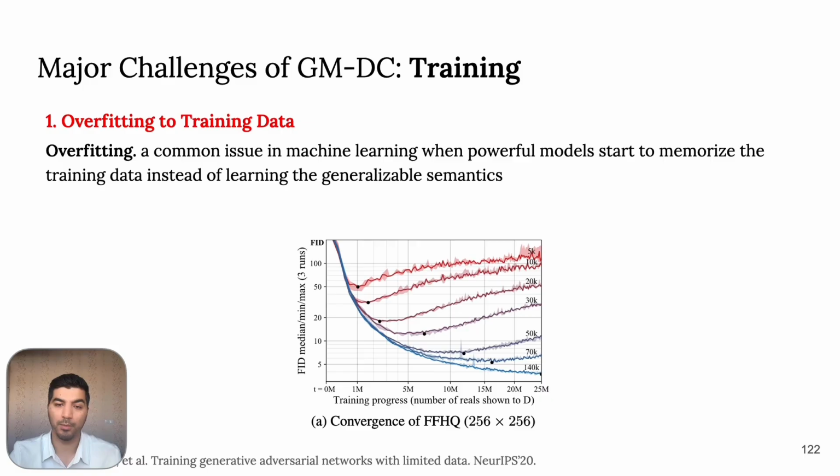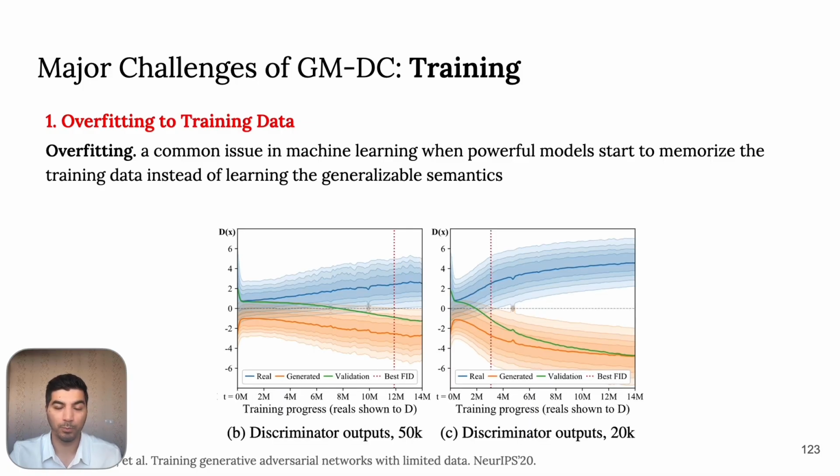We have similar observations for training generative models. For example, this is a plot from the ADA paper. They show that when we are training a GAN, the FID starts to decrease. After a while, it saturates, and after that, it starts to increase. And as we decrease the number of training samples, this happens sooner. So the final FID increases.